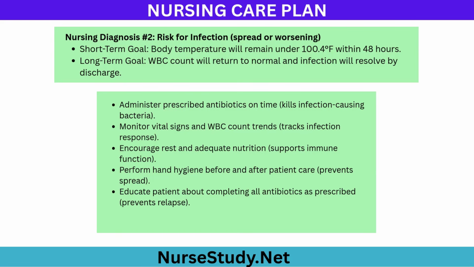Priority diagnosis 2. Risk for infection, spread or worsening. Short-term goal: body temperature will remain under 100.4 degrees Fahrenheit within 48 hours. Long-term goal: WBC count will return to normal and infection will resolve by discharge.